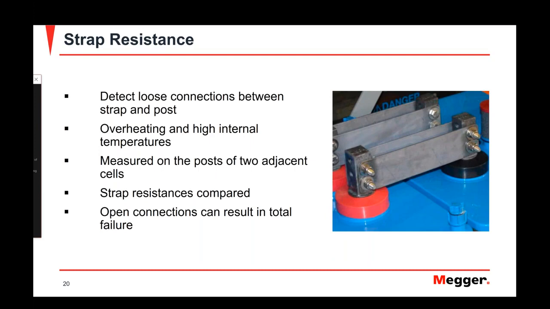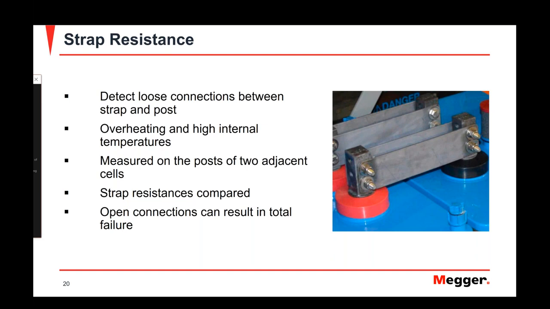One of the effects that open or loose connections can have on a battery string is it can cause a total failure. And what happens is normally your battery string doesn't have a large amount of current flowing across it. However, in an emergency situation, you have a sudden increase in current, and this can cause major problems if you have loose connections across the string.